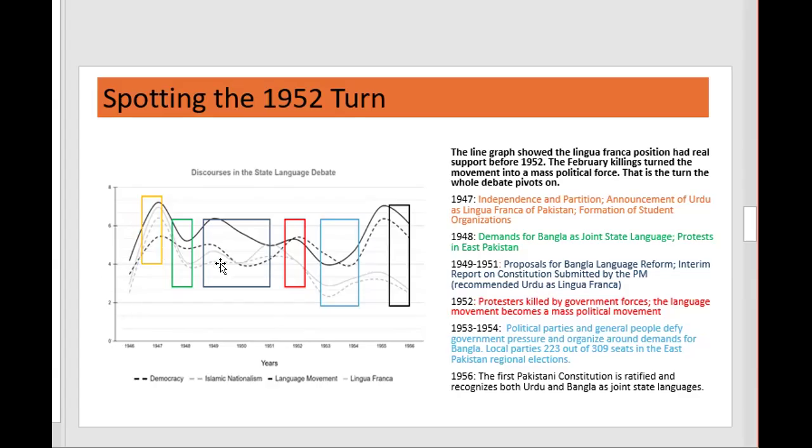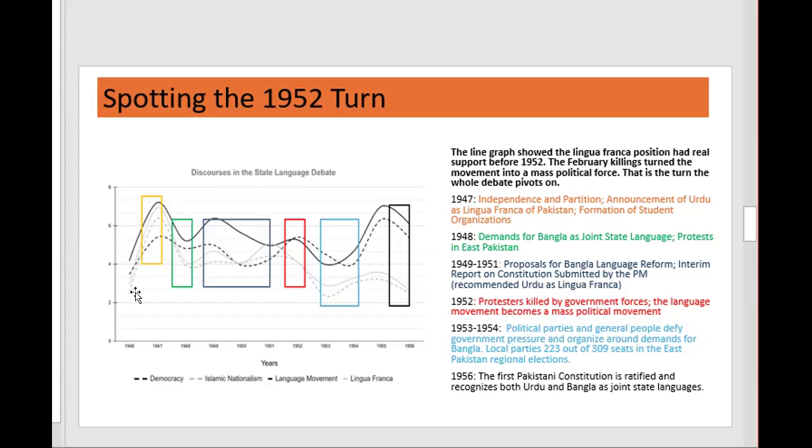Each of these helps me see the events of history, after the fact. In 47, independence and partition happens. Announcement of Urdu as lingua franca in Pakistan, formation of student organizations in East Bengal, East Pakistan, to push back against it and start demanding Bangla as a state language. So this is this era.